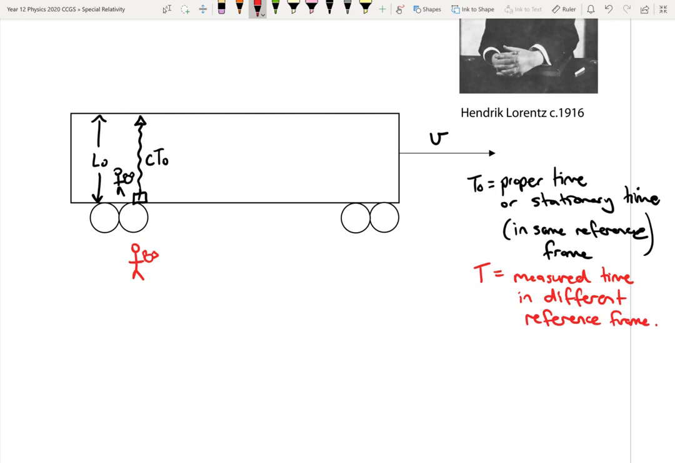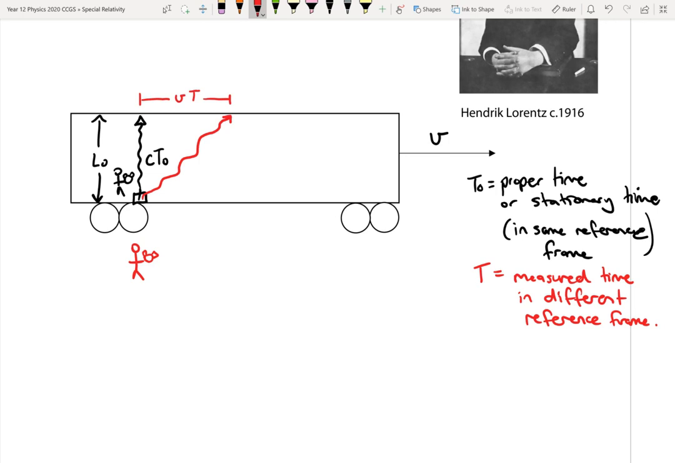We don't care how the train accelerated up to that speed. We just said, imagine, zoom, it races past, and just as it goes past this bloke in the red, boom, there's a flash of light. Now, the bloke in red is going to observe that the beam of light doesn't travel vertically, it travels on the horizontal. And in fact, this side length here is going to be v multiplied by his observed time, t. Okay?